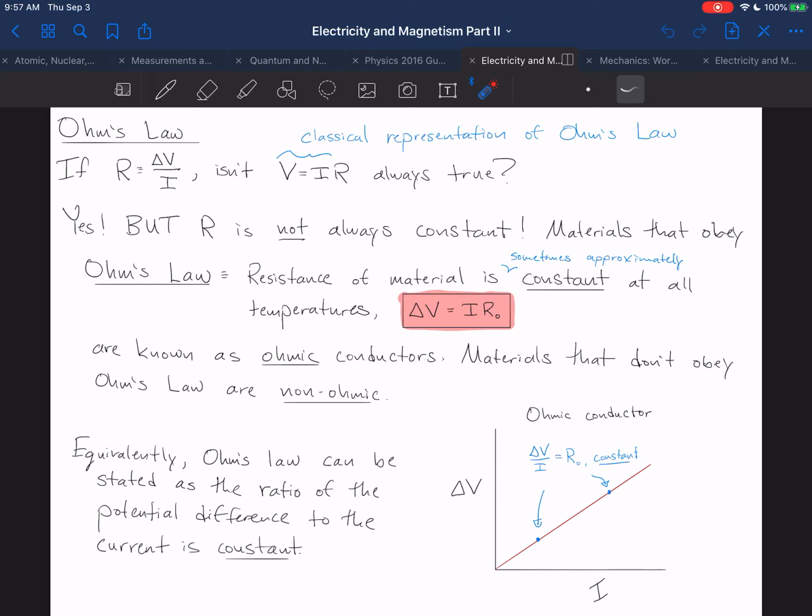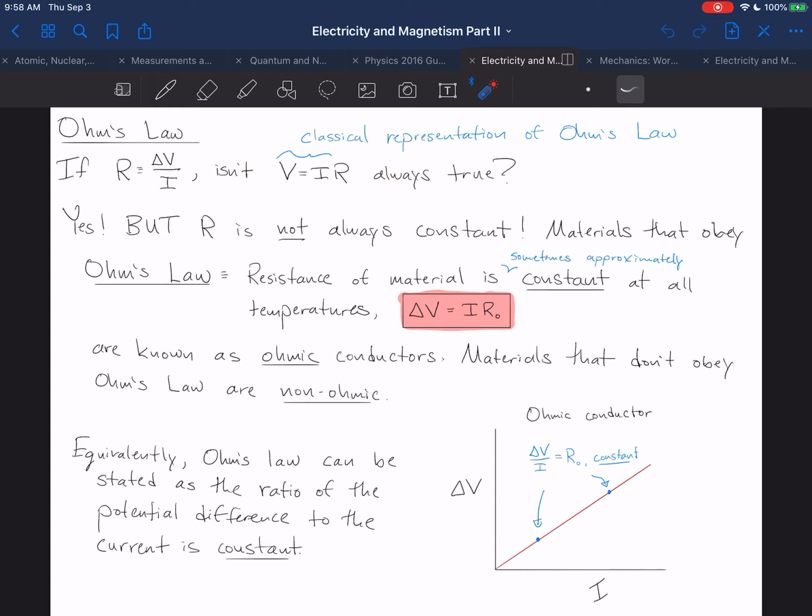So the question is, if the resistance is defined to be delta V over I, isn't V equals IR always true? So this V means delta V, it means the potential difference, and this is the classical representation of Ohm's law. So just like some people have F equals MA memorized, and it's sort of a famous equation, this is the equivalent, which is known as Ohm's law. And so the question is, if this is a definition, isn't this always true? And the answer is yes.